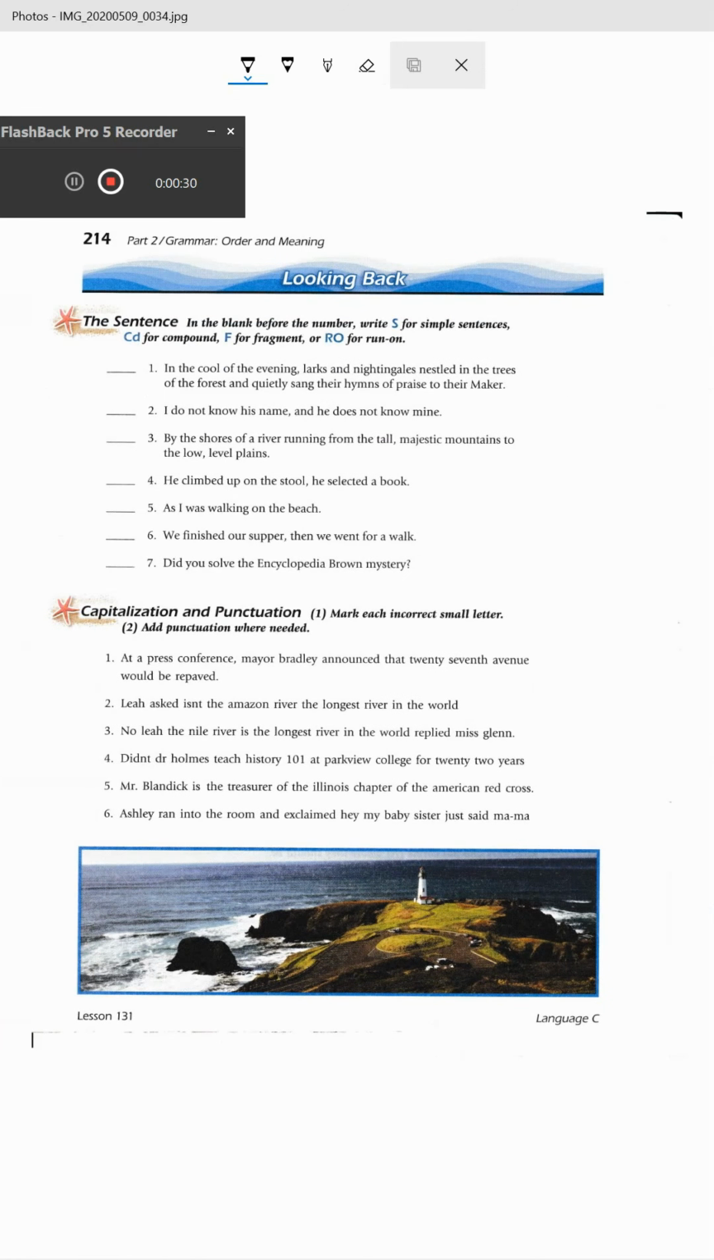So in the blanks before the numbers, we're going to write S for a simple sentence, C for a compound sentence. Remember, that's two sentences put together. F for a fragment. It's not complete. Or a run-on. Now, when would we have a run-on? Do you remember? If you have a compound sentence, two sentences, but they have not been connected properly. So you have a sentence here, you have a sentence here. It should either have a semicolon.